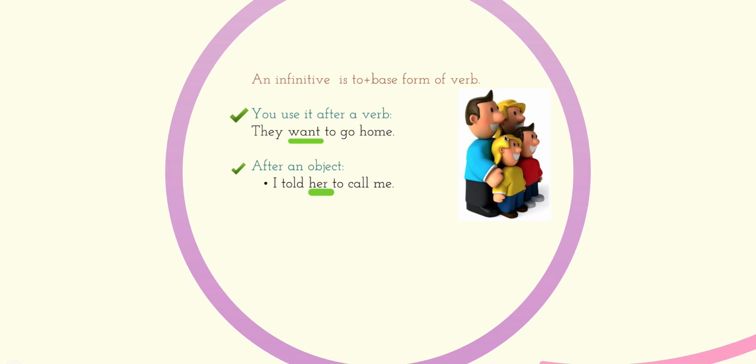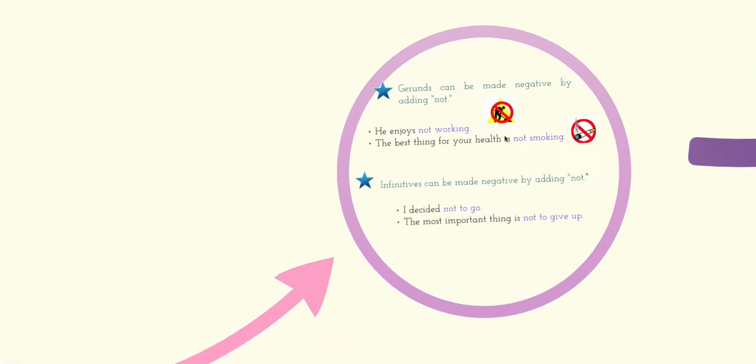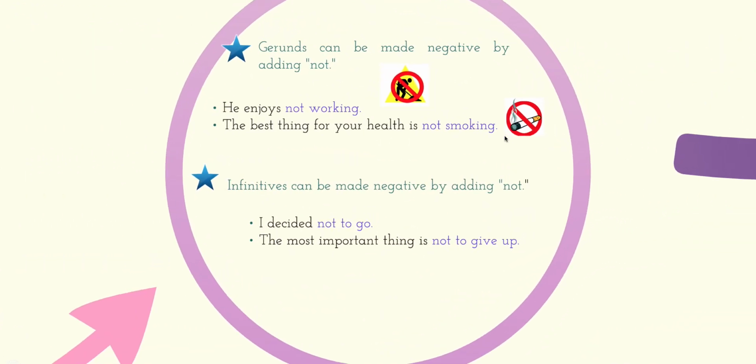Okay, let's continue then. This is the easy part. Now we are going to check how we can change gerunds and infinitives into negative. And as you know, as with everything in English, the easy way to change everything into negative is by adding the word not. So we are going to check the first examples. Gerunds can be made negative by adding not. So Juan Pablo, can you please help me reading the first example?